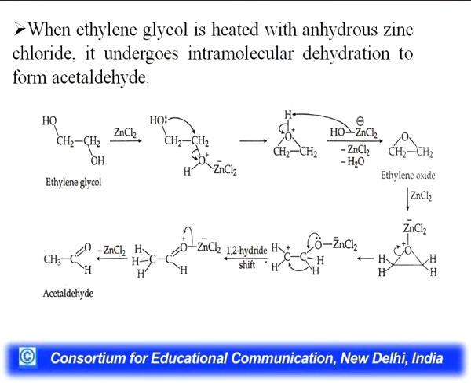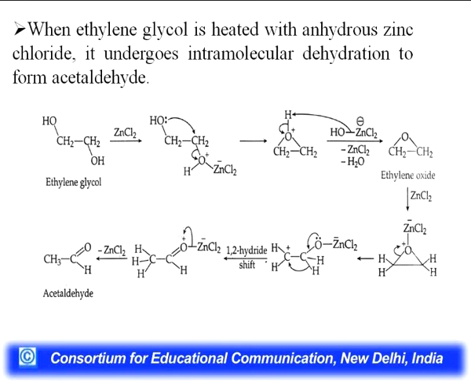Then what happens? Along with the formation of the epoxide ring, there is a removal of this product HOZnCl2. Now it abstracts the proton from the epoxide ring because it has become more acidic in nature as it is attached to the oxygen. Then there is a removal of zinc chloride and water molecule to form the ethylene oxide.